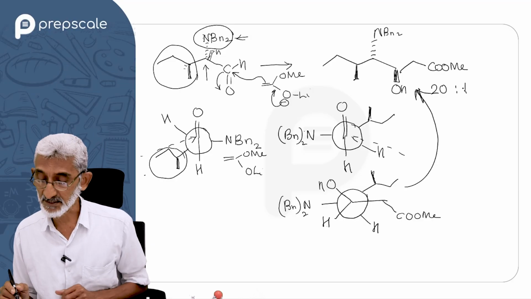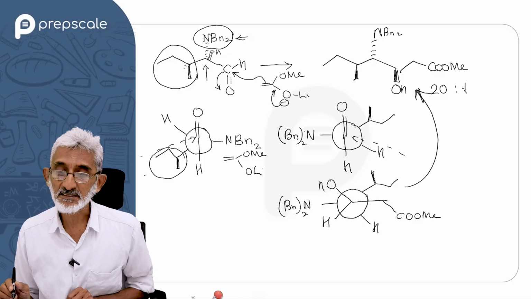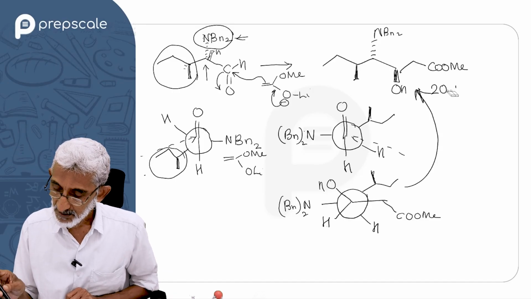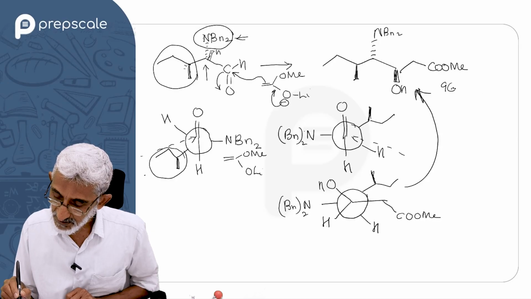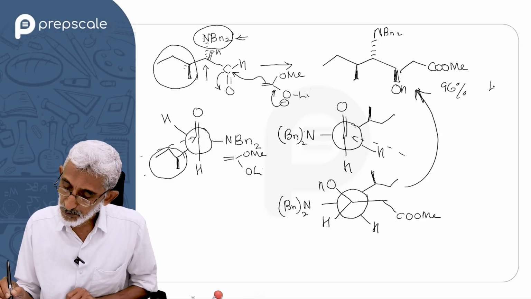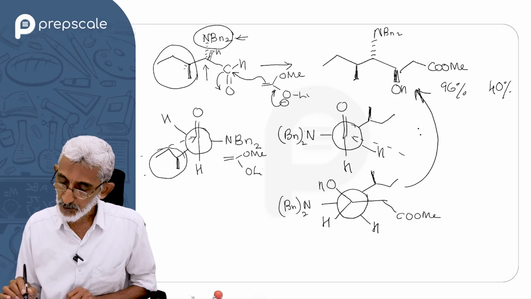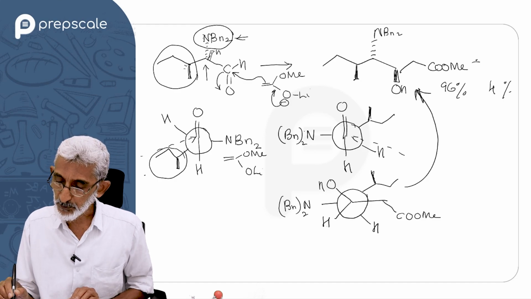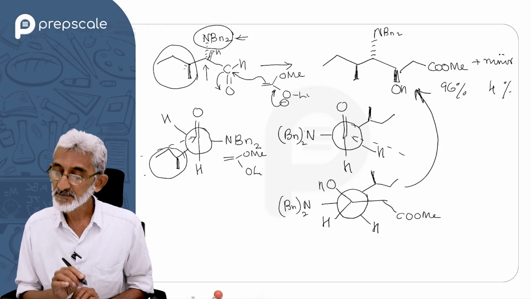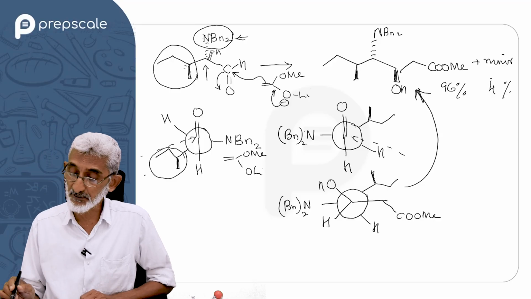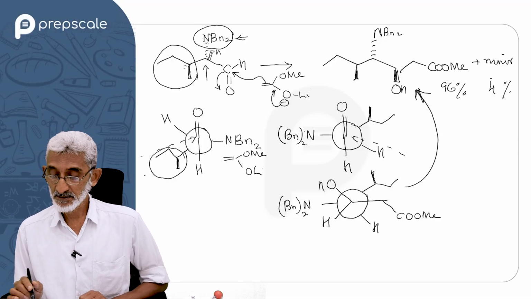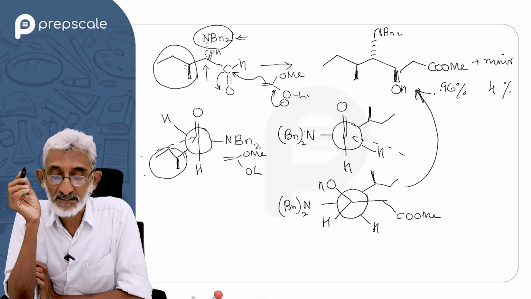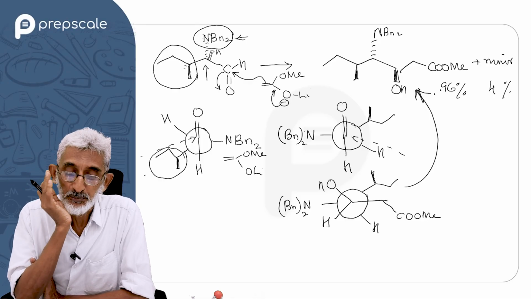See how the selectivity is increased. 20:1 means what they have claimed is 96:4 stereoselectivity. This is 96%, and the other one is 4%. The other minor product is 4%. That much of high selectivity should be a very great achievement, especially when it is having an industrial importance. So this is how you can predict the product.